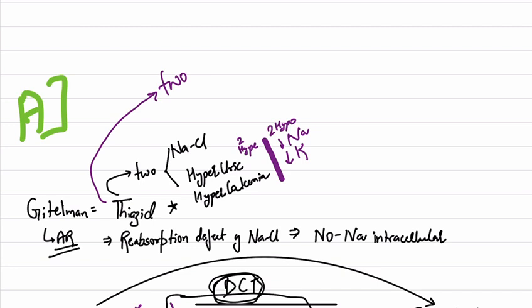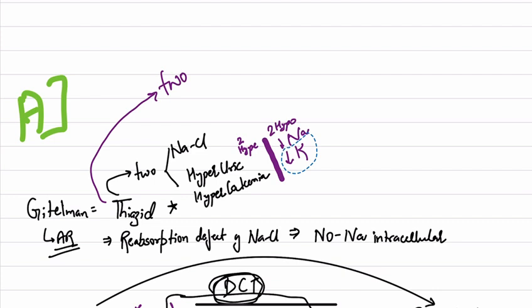As I told you, Gitelman syndrome resembles thiazide. You have to remember that Gitelman syndrome and Bartter syndrome are both autosomal recessive. You can remember thiazide action by the number two: T for thiazide, T for two, and NaCl, two channel, sodium and chloride. It does two hyper things, hyperuricemia and hypercalcemia, and two hypo things, hyponatremia and hypokalemia.